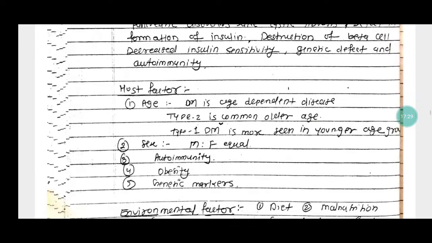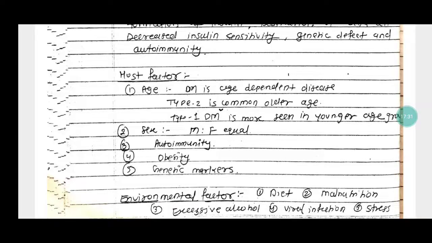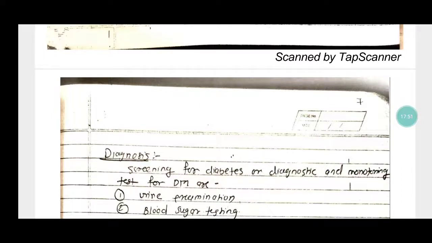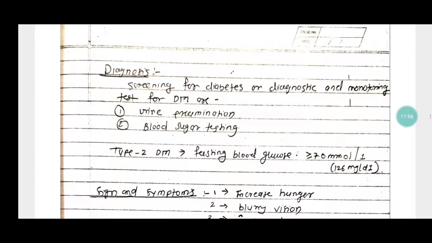Type 2 is common in older age, and type 1 diabetes mellitus is more seen in the younger age group. Sex, female or male, is equal. Autoimmunity, obesity and genetic markers are host factors, while environmental factors like diet, malnutrition, excessive alcohol, viral infection and stress also play a role. The diagnosis for screening or monitoring of diabetes mellitus is by urine examination and blood sugar testing.